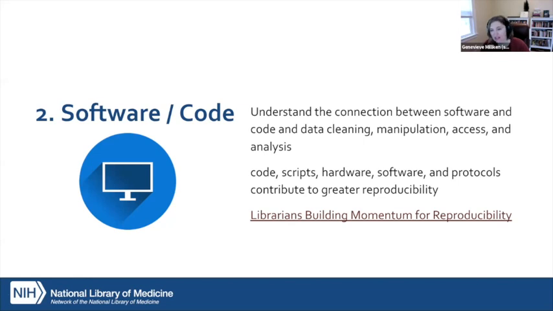So if you're interested in this topic, I highly recommend the recordings from the Librarians Building Momentum for Reproducibility, where we can really see the connection between the work that we do in data librarianship, but also how data and code can contribute to reproducibility. So you can check out those videos. They have some on data, but also a few specifically on code and software.